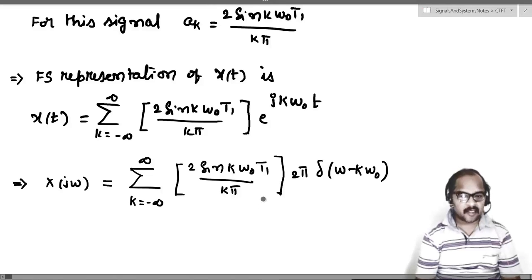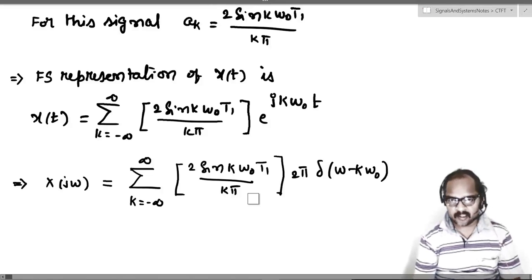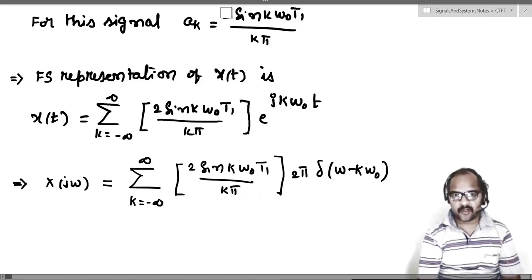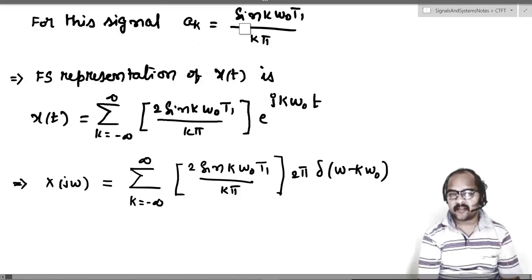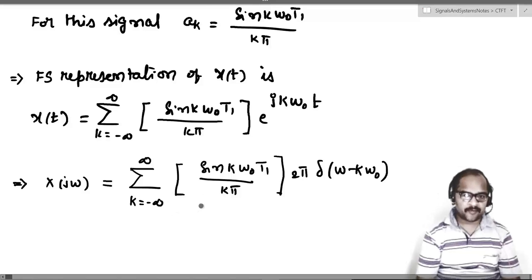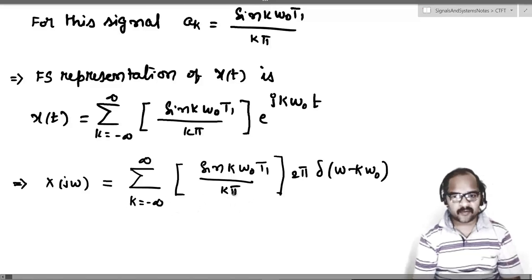I think I have made a small mistake, and what is that? For the Fourier coefficient, there is no 2. ak is equal to sine k omega naught t1 by k pi. So this 2 will not be there, and here also we don't have 2. Sorry for that. So the final Fourier transform would look like this.